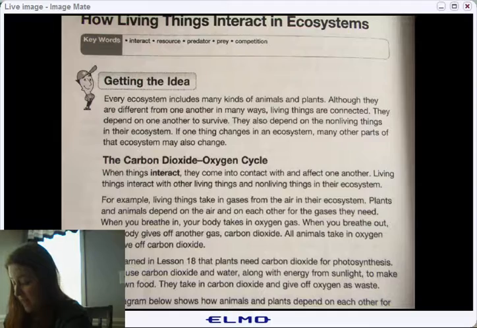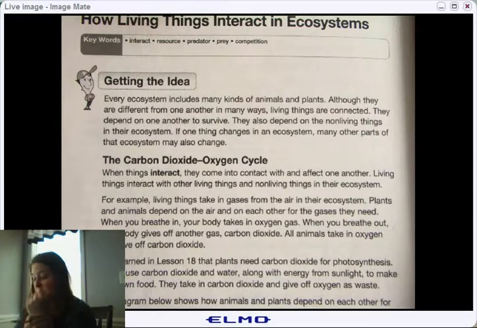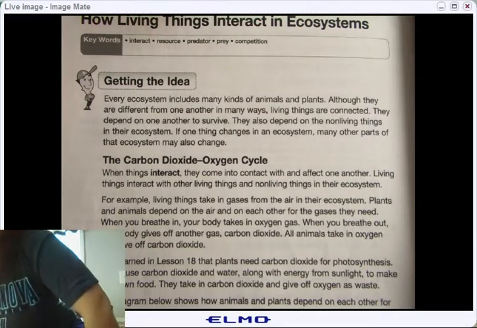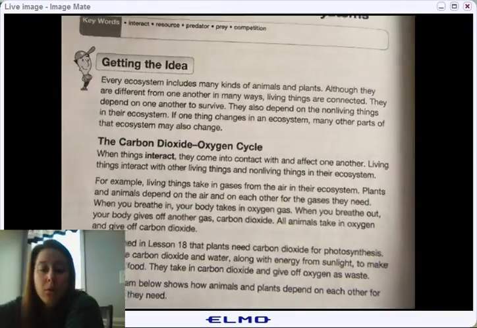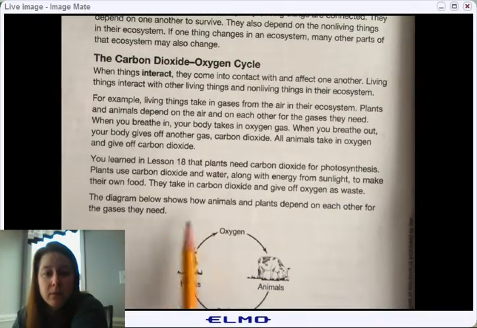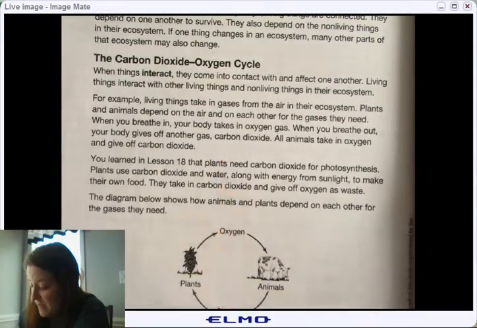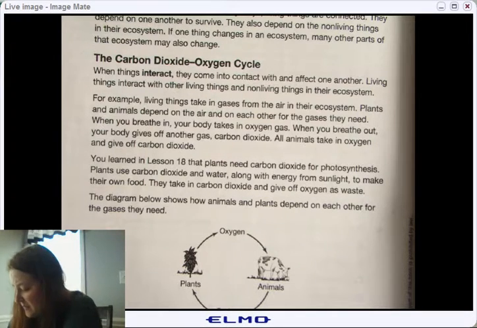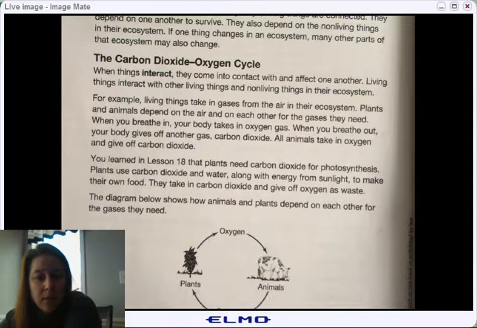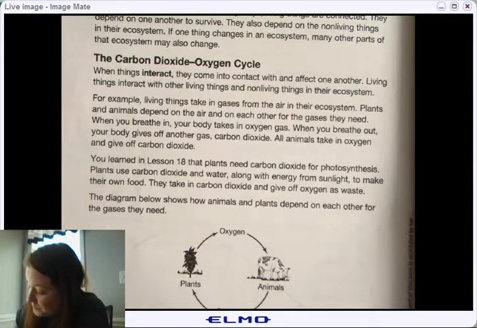Plants need blank that animals breathe out for photosynthesis. What do animals breathe out? Carbon dioxide. For photosynthesis, animals need the blank that plants release. What do plants release? They release oxygen.